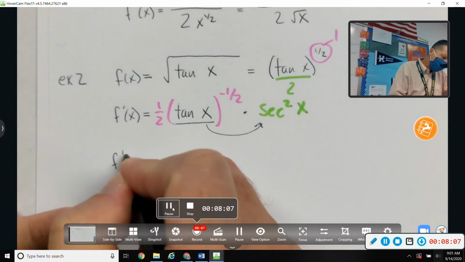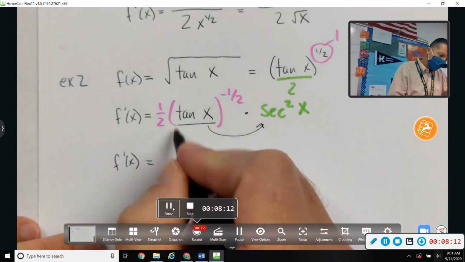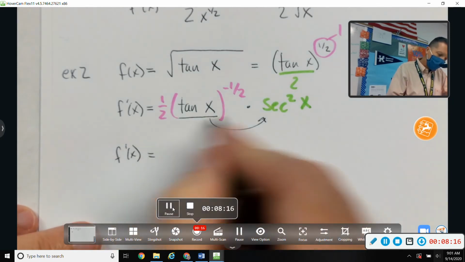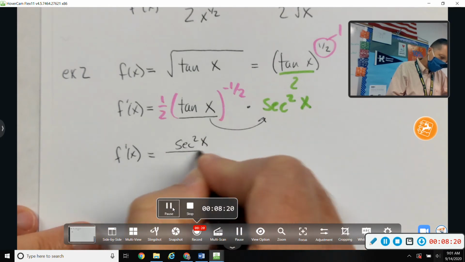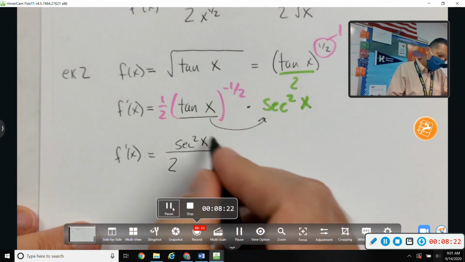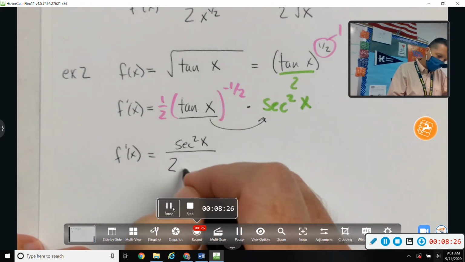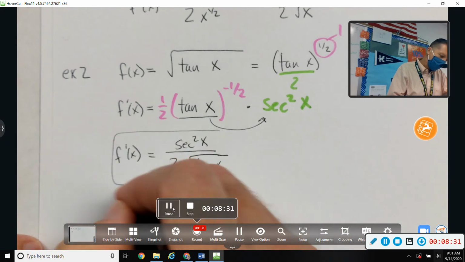Most of you are cleaning up your algebra stuff, so that's fine for free response, but on a straightforward question like that, it's probably going to be multiple choice, and your answer is not going to look like that. It's going to be secant squared x over 2, and then you can either do tangent of x to the negative 1/2 or to the 1/2, or you could be fancy and write it as the square root of tangent of x.